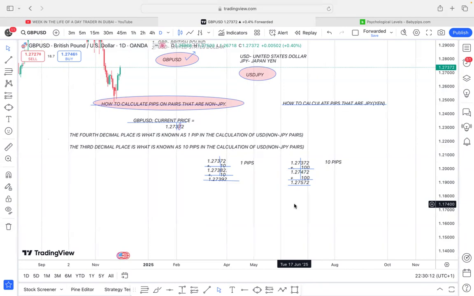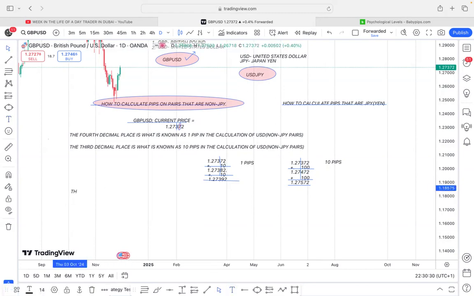Why I'm taking you on this is because I want you to know how to perfectly plot your psychological levels. Since I said psychological levels are rounded numbers, and the current price we have right here is 1.27372, I'm going to show you how to calculate the pip on GBP USD, so that you can start practicing on other pairs. So let me move forward.